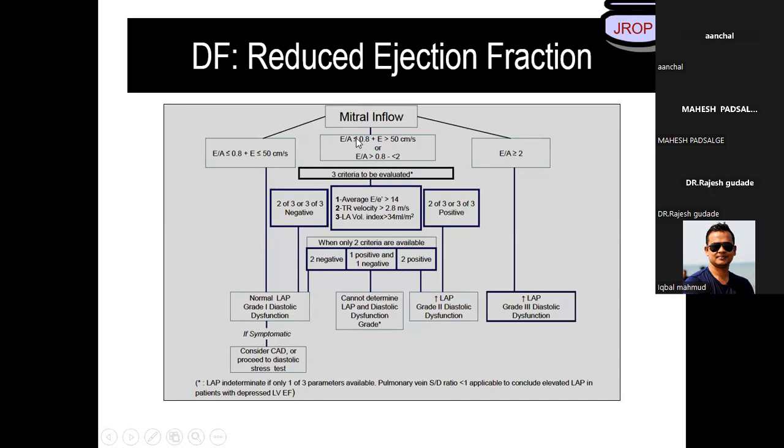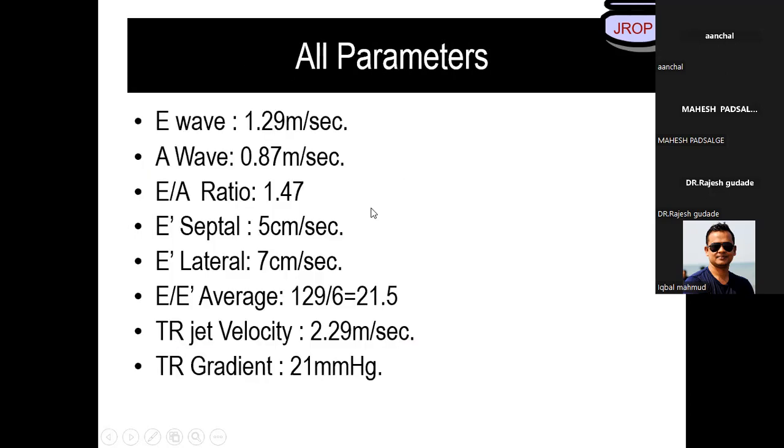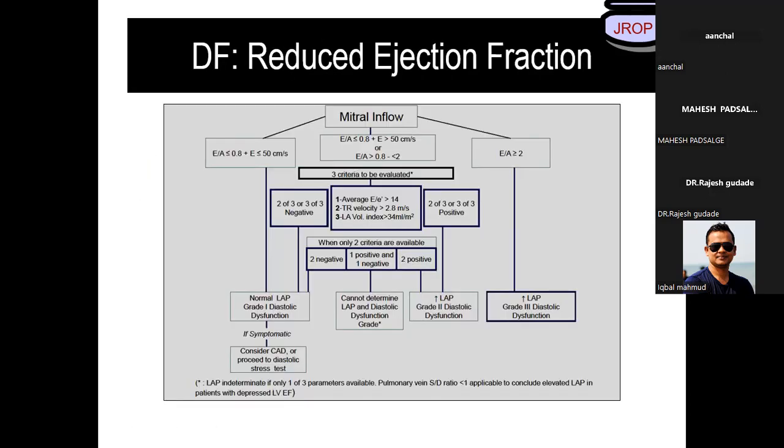Right? Yes. And E velocity was not less than 0.5. It is classified into this particular category. Yes, sir. Average E by E prime is more than 14. TR jet velocity was 2.1, sir, so it's not positive. LA volume is increased, 46 ml. So 2 out of 3 are positive in this patient, so it belongs to grade 2 diastolic dysfunction with raised LA pressure.